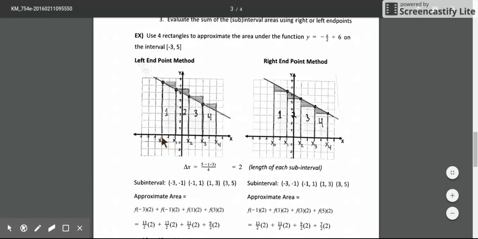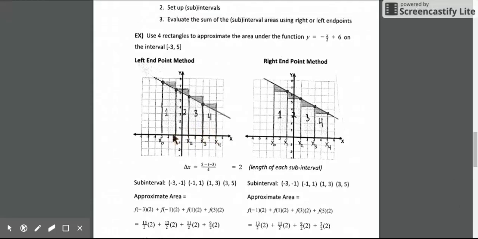We know we're breaking up that interval into 4 rectangles, so let's find our change of x. My interval is -3 to 5, so I'm going to do 5 minus -3 and divide it by the number of rectangles. We're told we want to use 4, so n is 4. So our change of x, or the width of each rectangle, is 2. So I know that each rectangle is going to have a length of 2 units, and there's going to be 4 of them, so we can sketch in those rectangles to visualize it.